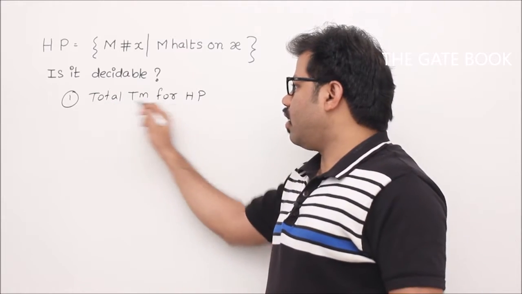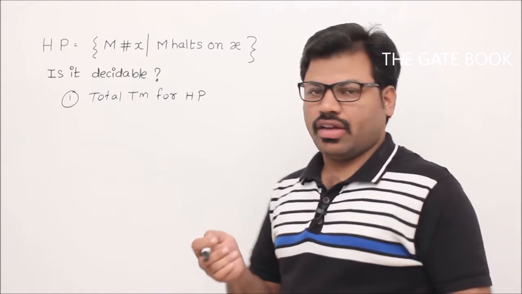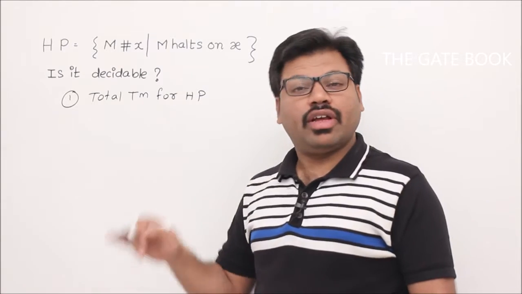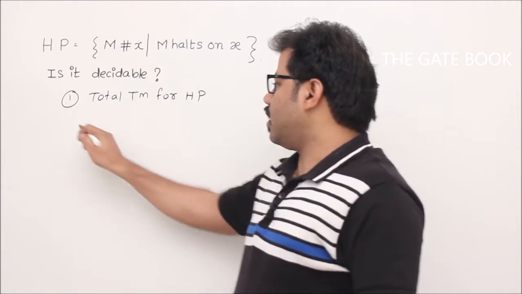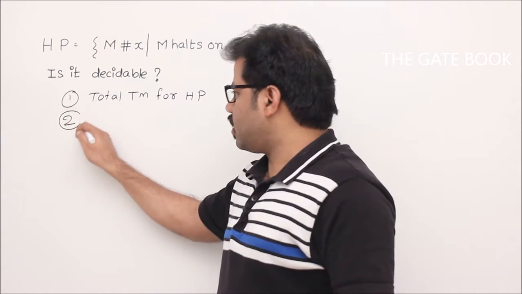But sir, why do you write this assumption? We start with this assumption, and after that we contradict it. That means we prove that it is wrong. Second statement: suppose the total Turing machine really exists.